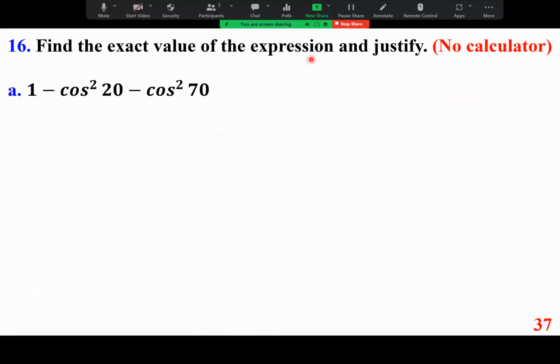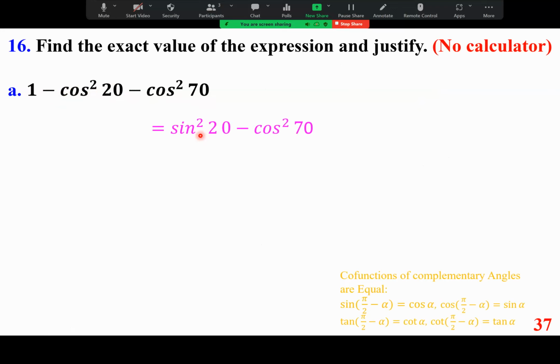We want to find the exact value of the expression, 1 minus cosine squared 20 minus cosine squared 70. And you may recognize this one as sine squared 20, right? Sine squared 20. And cosine of 70, okay, there are co-functions or complementary angles I want to discuss.